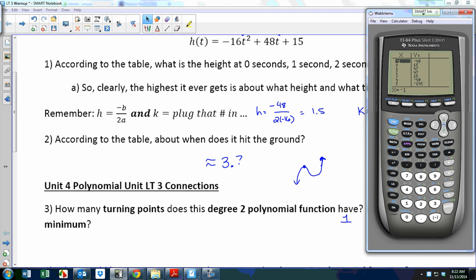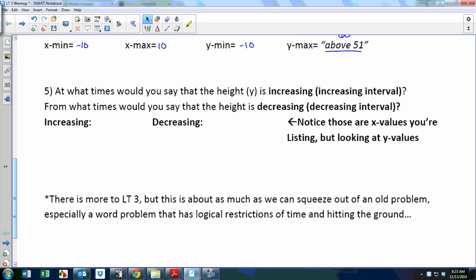That's modeling an object that's flying in the air. When is it going up? From 0, from when it started, when? To 1.5. Now notice, this is important. What did you just logically say? You said from 0 to 1.5. You said x values, t values, time. You said x values, but what were you looking at? The y values, okay? You said x, but you were looking at y. All right, so it is increasing from 0 to 1.5 on this word problem.